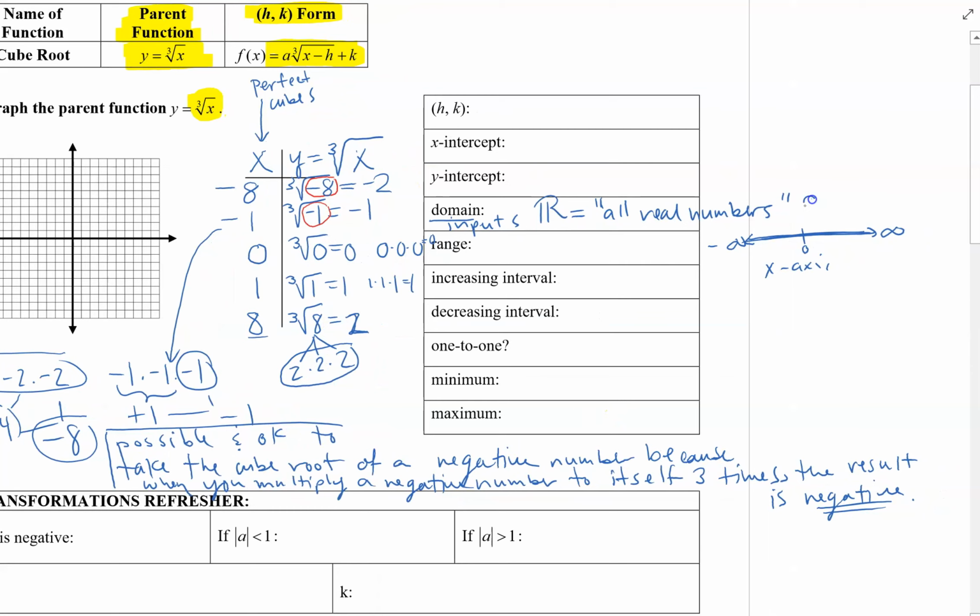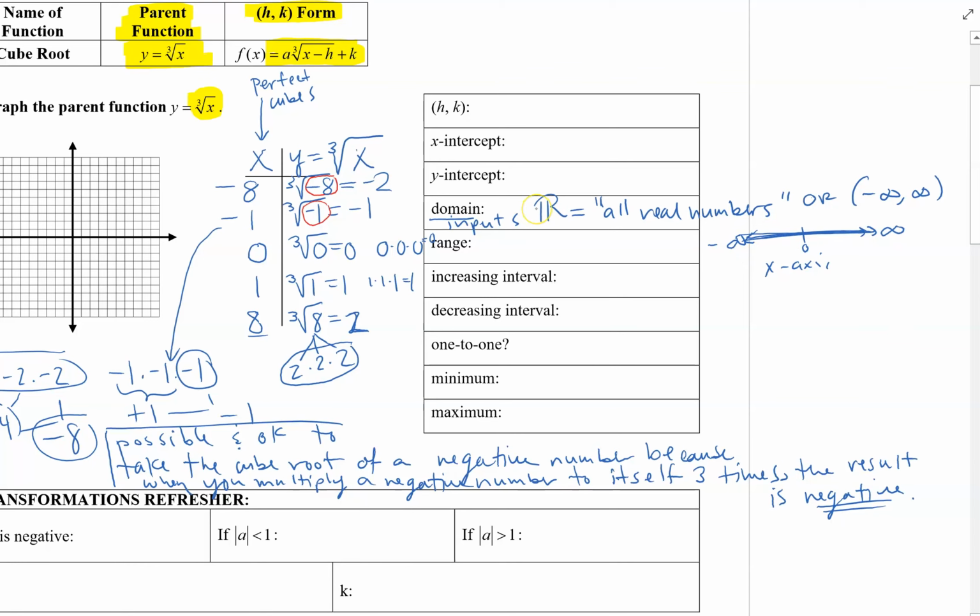So that's why we also sometimes write this in interval notation, and we say all x's from negative infinity, right, that spans all the way from the left all the way to the right, is fair game for this domain, because I can take the cube roots of negatives. I can take the cube roots of positives too. I can take the cube roots of fractions. I can take the cube root of any type of number.